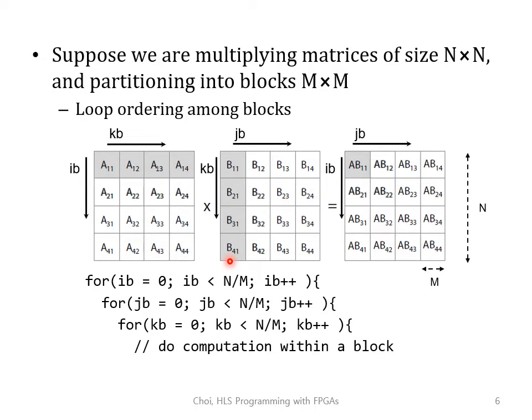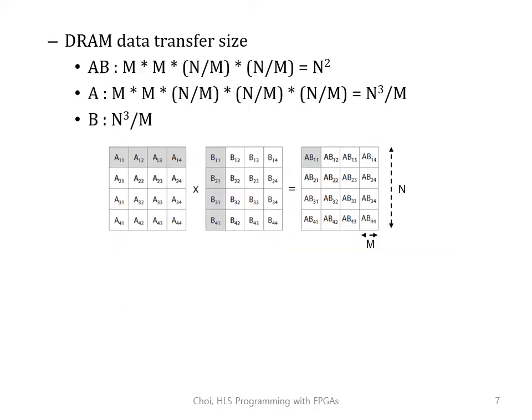Next, if you think about how many iterations we need for the block loops, assuming the matrix size is n and the block size is m, we need to iterate n over m times. So if we adopt such ordering among the blocks, we can count how much data should be transferred from DRAM when we use blocked matrix multiplication. Let's start with the AB.